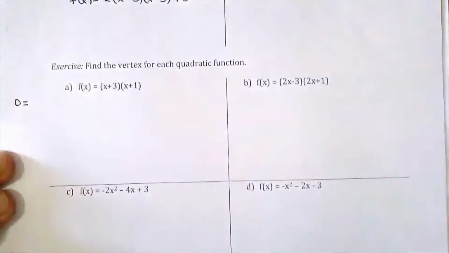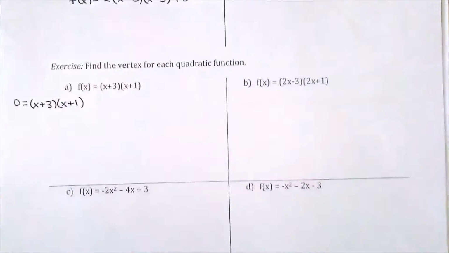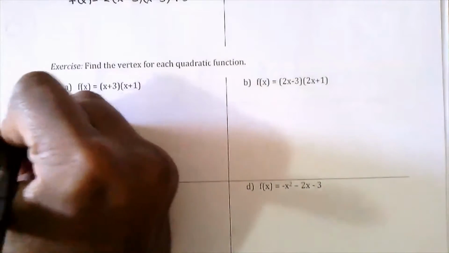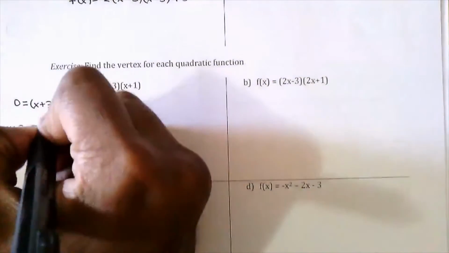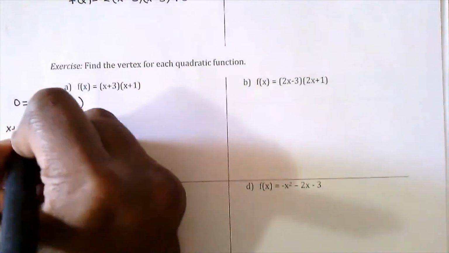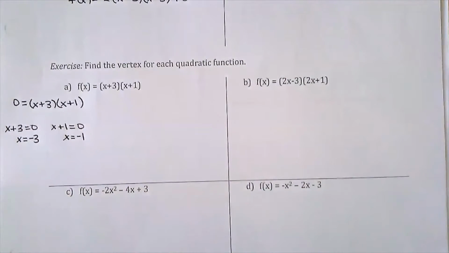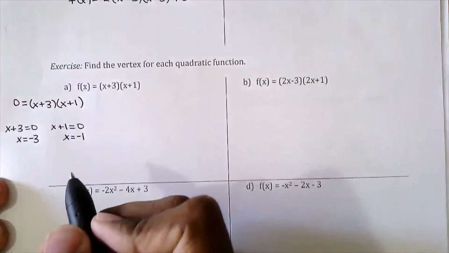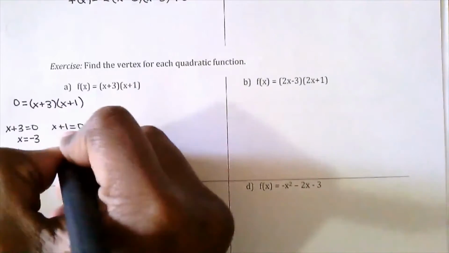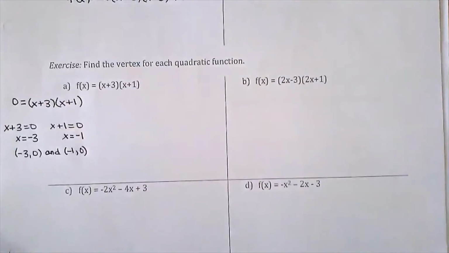So 0 is equal to x plus 3 times x plus 1. Again, to solve these, we set each factor to 0. So x plus 3 equals 0, and x plus 1 equals 0. And now I isolate. x is equal to negative 3, and x is equal to negative 1. So I found the x-coordinates of the zeros, and so my zeros are negative 3, 0, and negative 1, 0. So this is all the first step.